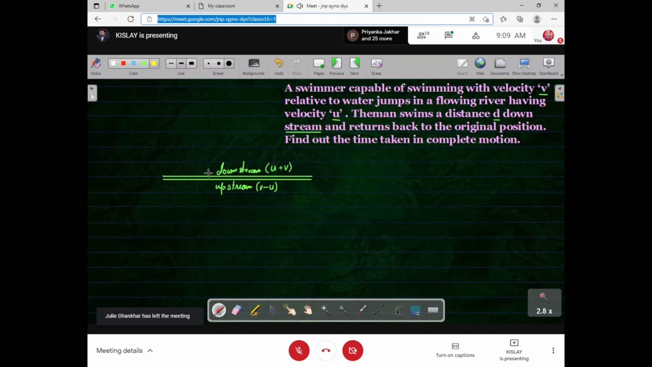So if we talk about it, if the distance is d, that is given, in the downstream the distance is d, and in the upstream the distance is d. So the time taken in downstream, t1, is distance upon velocity, that is d upon u plus v, and in upstream it is t2, that is d upon v minus u. Don't write u minus v.